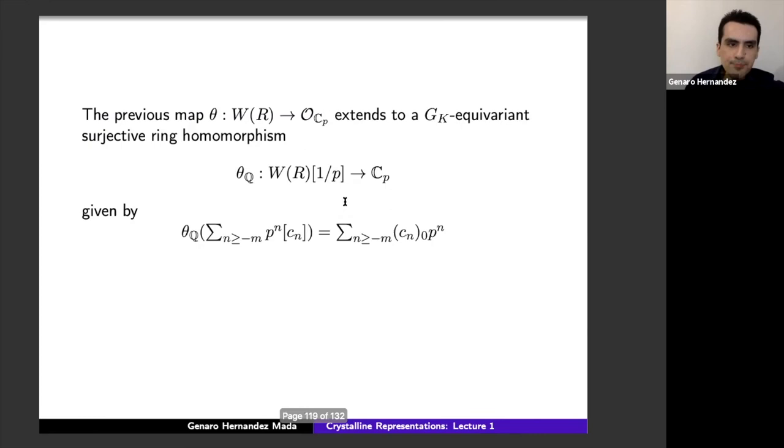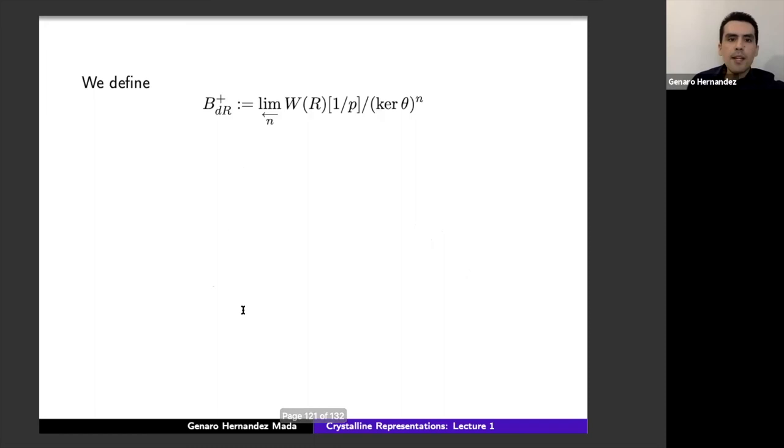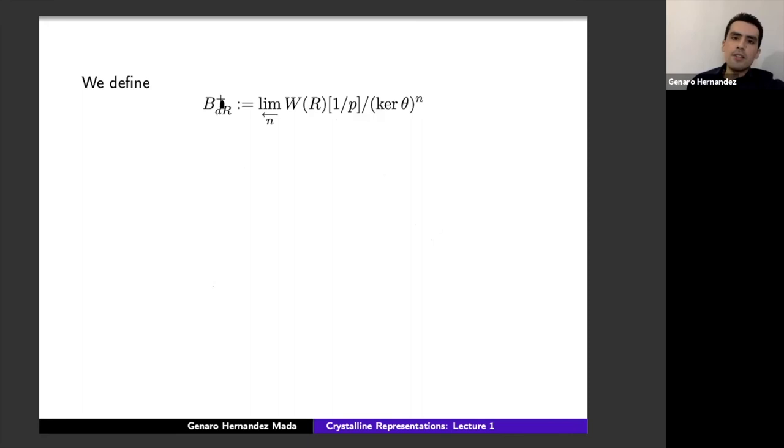Okay, and if we endow this ring with the topology that gives me the kernel of this map, that turns out to be Hausdorff. So that's a good exercise. And okay, so now we are ready to define the ring that is usually denoted like this, B dR plus. And we just need to take the projective limit of this ring modulo the powers of the kernel of theta.